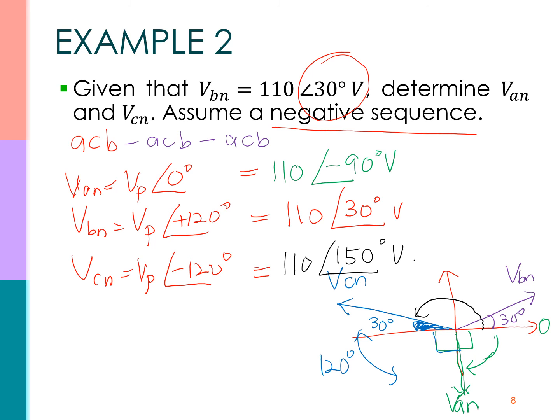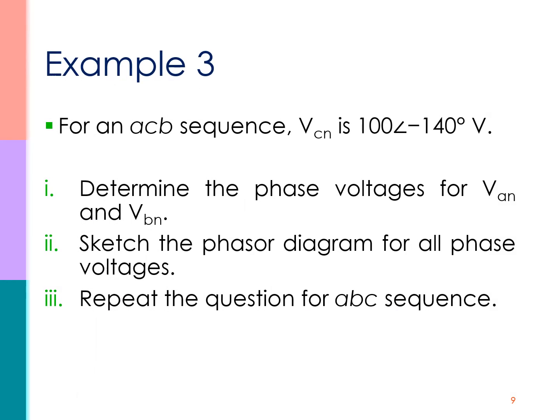By drawing a phasor diagram. Okay, so next example: for an ACB sequence, VCN is 100 with minus 140 degree volt. Determine the phase voltage for VAN and VBN. Sketch the phasor diagram for all phase voltages and then repeat the exercise for the ABC sequence. So we do the ACB sequence first, with VCN at negative 140 degree volt.